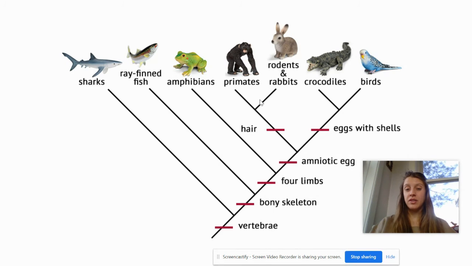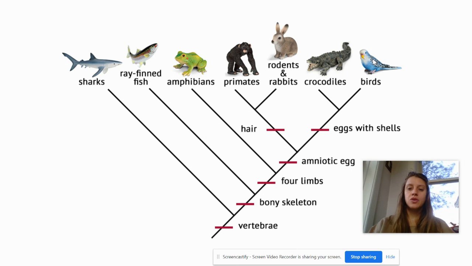There are no characteristics marked, but we can think about what the characteristic might be that separates out primates or rodents and rabbits. Primates have opposable thumbs, like our thumbs that we use for video gaming and grabbing tools and all of the things that we do with our hands. So if you put a little mark here, it could say opposable thumbs. And then crocodiles and birds both have eggs with shells. Birds only have flight, so maybe there would be a characteristic up here that would say flight.